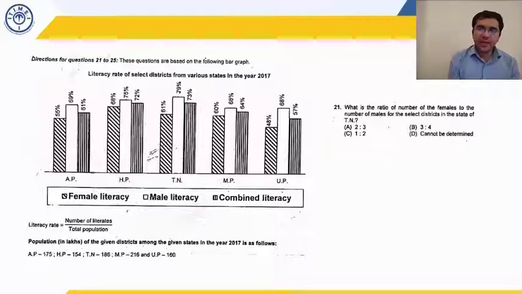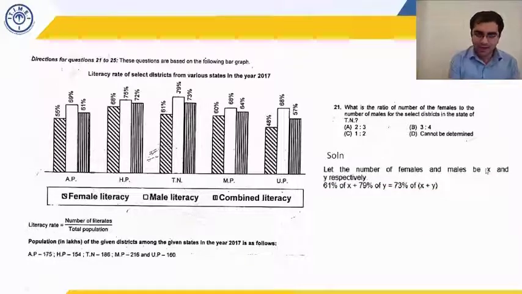Sure. Let the number of females be X, number of males be Y for Tamil Nadu. So can I say that total number of literates will be the same? Males plus females equal to total literates. Okay. So females be X, males be Y. Now, 61% of X is the female literates plus 79% of Y, the male literates, should be equal to total literates. What is total literates? 73% of total population. We are assuming that everyone is a male or a female.